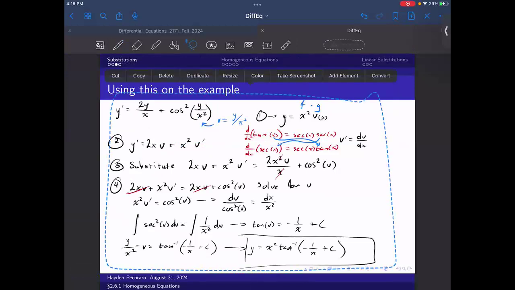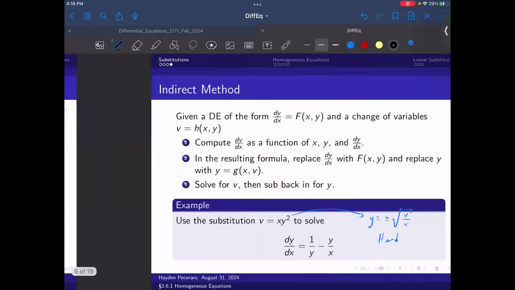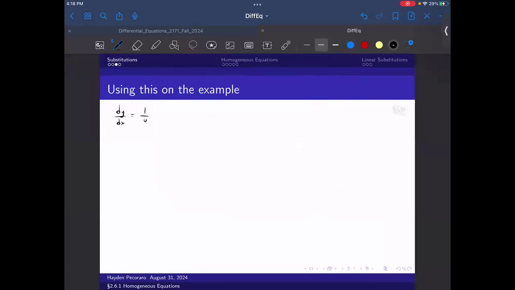Clean that up, and then we can do that same example right here. So dy/dx equals, I said, 1 over y minus y over x. Okay. And then we have the substitution v equals x times y squared.